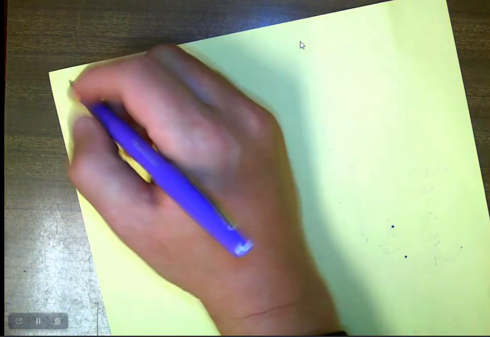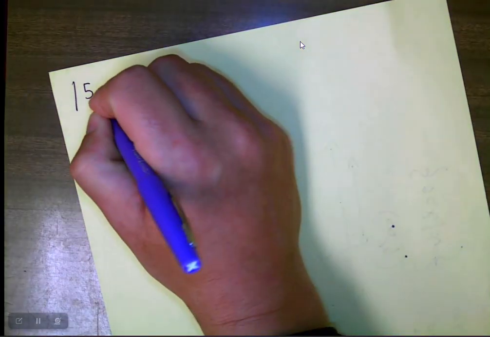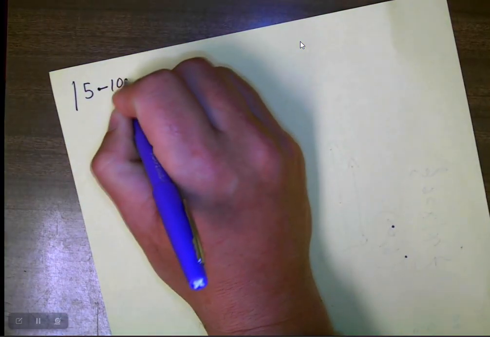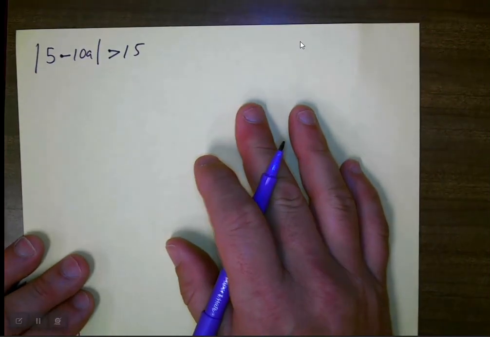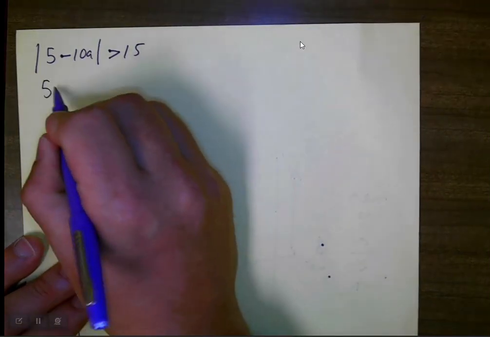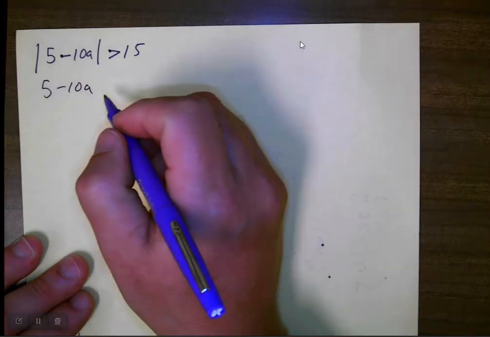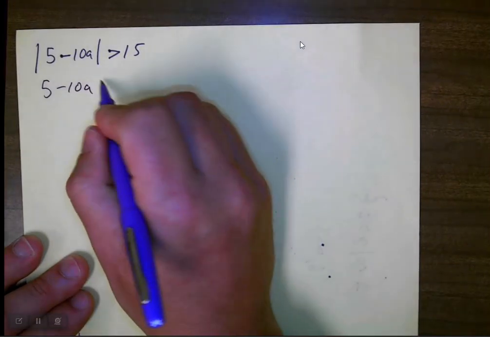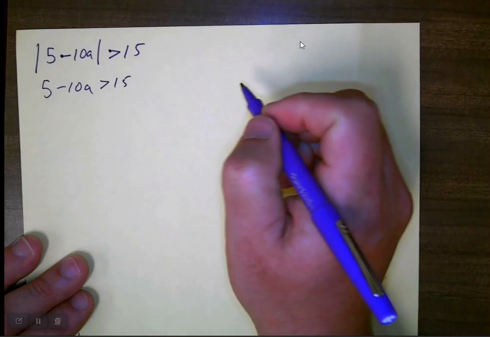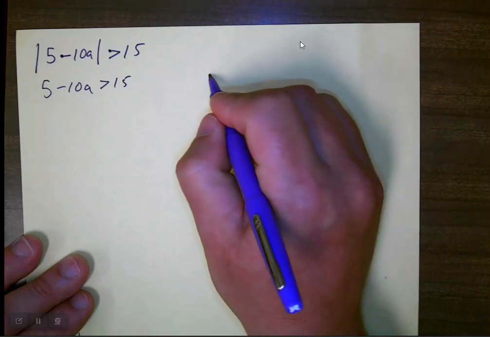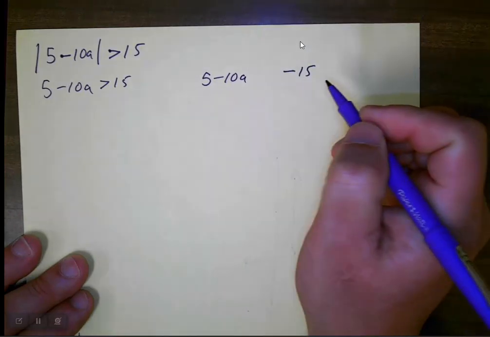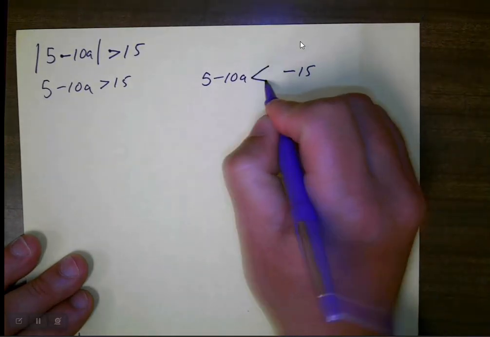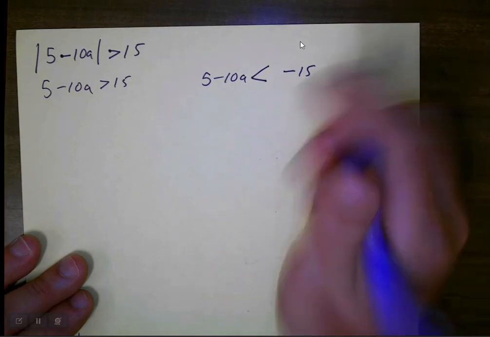So we got the absolute value of 5 minus 10a is greater than 15. For that one, you're going to set up two things. You're going to do 5 minus 10a is greater than 15. But then you also got to do 5 minus 10a, and you got negative 15, but you got to switch the inequality symbol. It's just a kind of a weird rule.